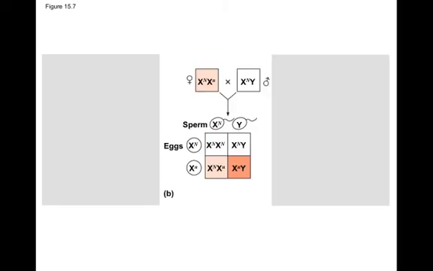In the second scenario, we have a carrier mother paired with a normal father, and half of the girls will be carriers, half the boys will be normal, and one of the boys will actually have the recessive trait, whether it be hemophilia or color blindness.